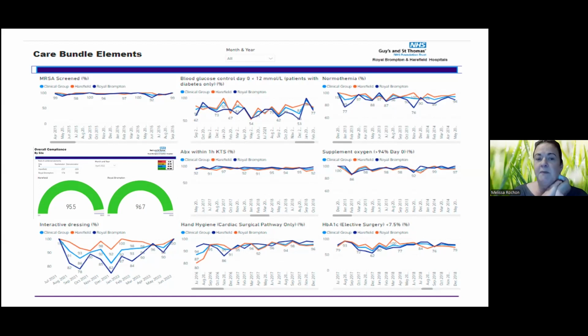Audits are often performed manually, but for centers that have electronic systems now, like we have, it's possible to work with your information technology group to get your compliance automated. So this data is collected robustly over time, where you're looking to see if your patients had their MRSA screening or if their blood sugar control was within range on the day of surgery, or whether they had an interactive dressing applied. And then you can take that and provide an overall compliance.